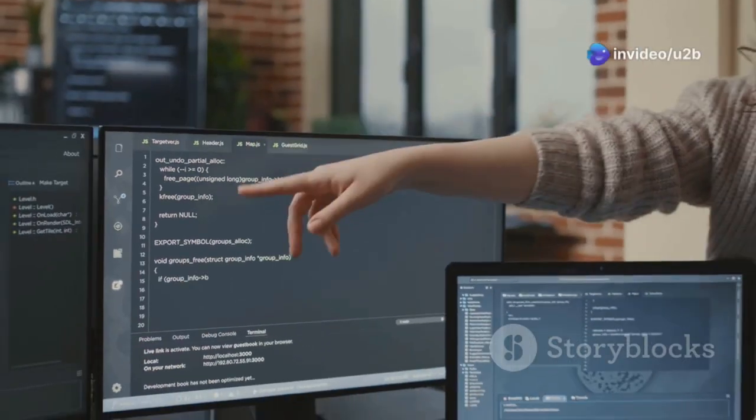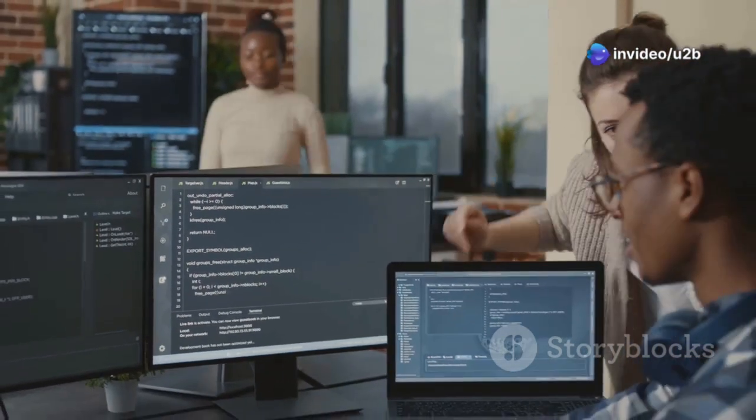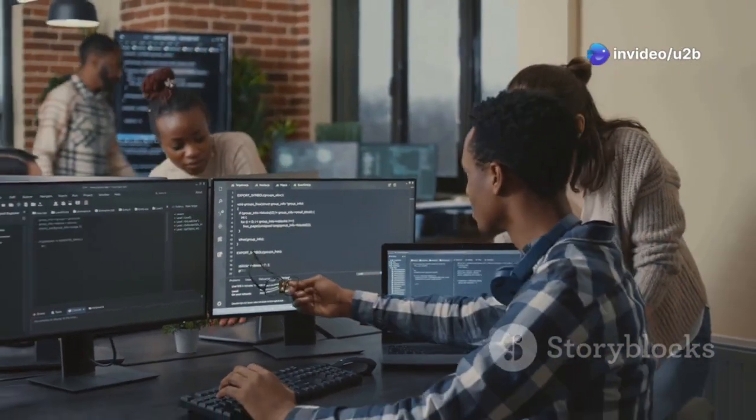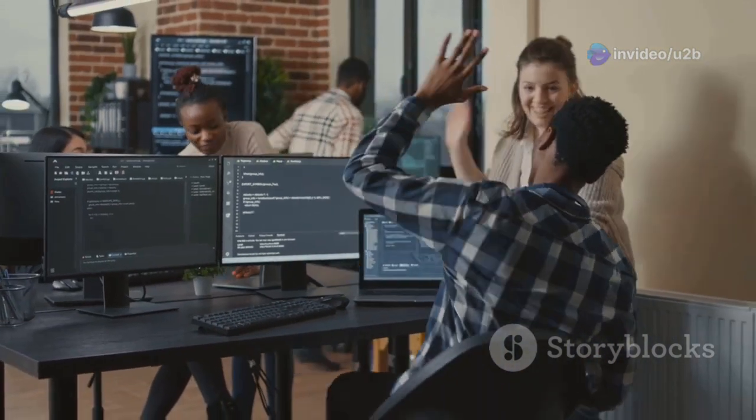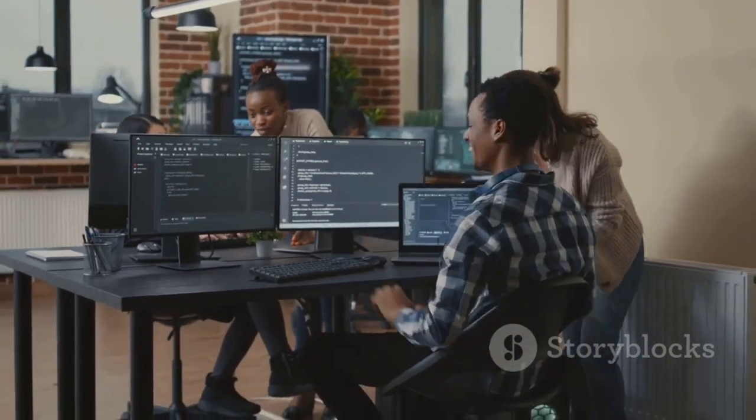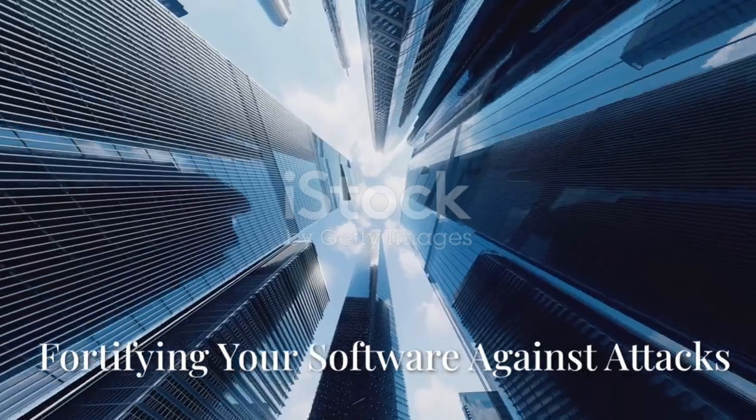By following a structured vulnerability testing lifecycle, organizations can ensure that their applications are tested thoroughly, and that security weaknesses are identified and addressed in a timely manner.